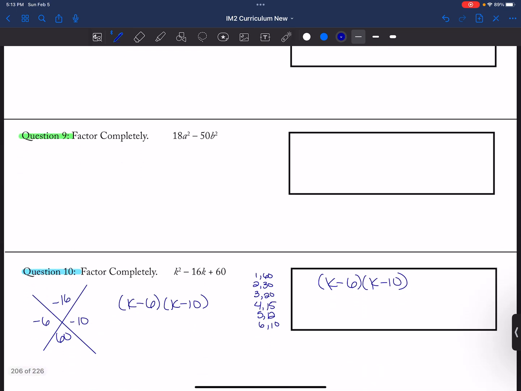Okay, and then this has a common factor of 2, so that I could pull a 2 out. I'm left with 9a squared minus 25b squared, and then that factors to a difference of squares. So 3a minus 5b and 3a plus 5b. So 2 times 3a minus 5b and 3a plus 5b.